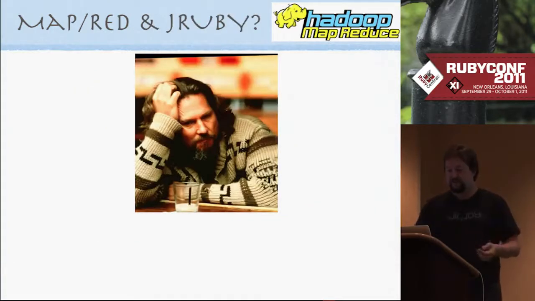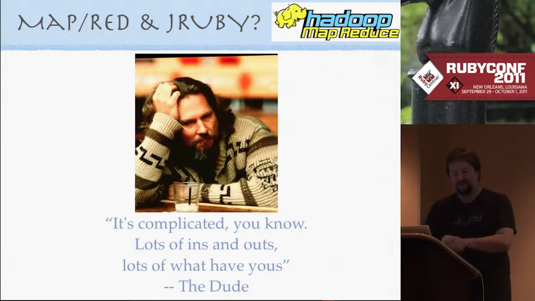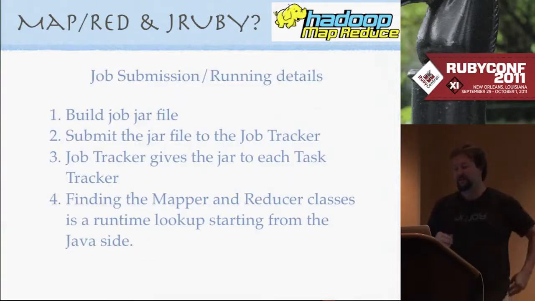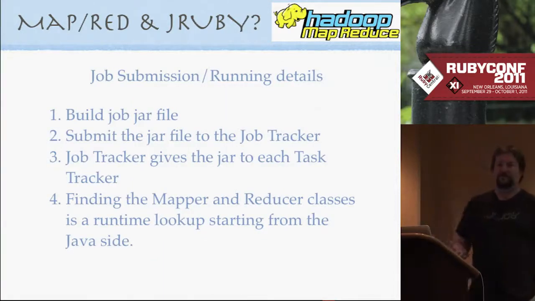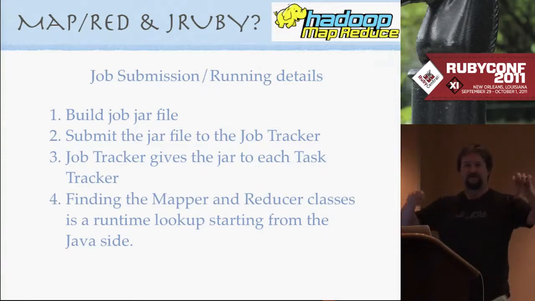Now, how does JRuby fit into this? Well, it's complicated. There's lots of ins and outs. To understand a little bit why this is a bit of a problem, we have to look at how, in a general sense, job submission and job running works. When you're submitting a job to Hadoop for MapReduce purposes, you build a job jar file, you submit the jar file to the job tracker, the job tracker gives the jar to each one of the task trackers, and then each one of those task trackers will do the appropriate map and reduce task by essentially looking up the class and feeding the data through it.